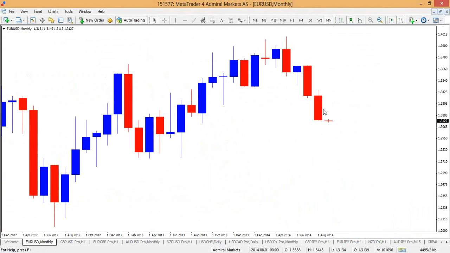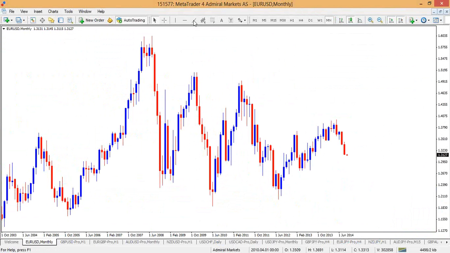So back to the analysis. What else can we do on the euro dollar before we add moving averages? Well, we could add trend lines, for instance, and we know that this is very much looking like a wedge.